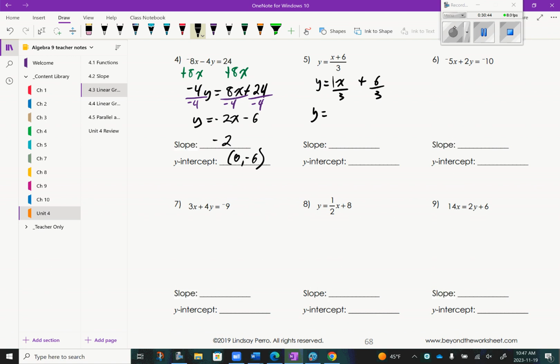How many x's are there? It's implied to be 1, so I could, again, pull that x off to the side there and write that as y equals 1/3 x plus, well, 6 divided by 3 is 2. The slope of this line is 1/3. The y-intercept is at (0, 2).